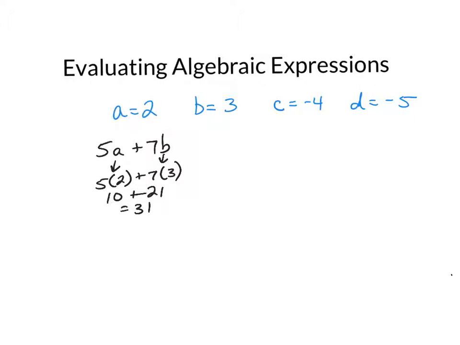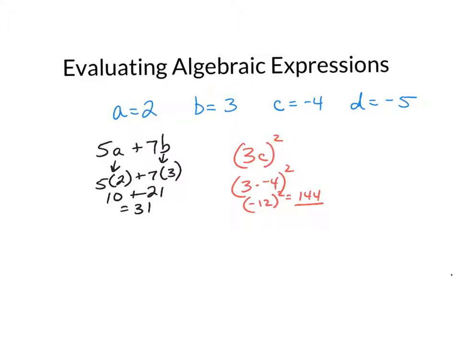Let's say that you were given the next one, 3c, and I have the 3c squared. Once again, wherever I have the c, I'm going to put in a negative 4. So I have 3 times negative 4, and then I want to square that. 3 times negative 4 gives me a negative 12, so I have negative 12 squared. So my final answer for that is 144.